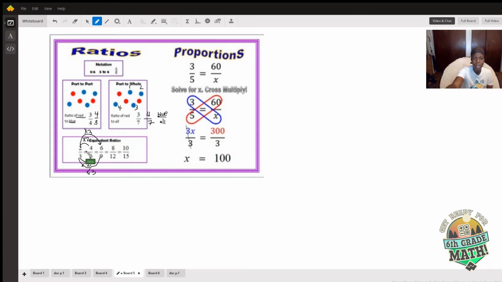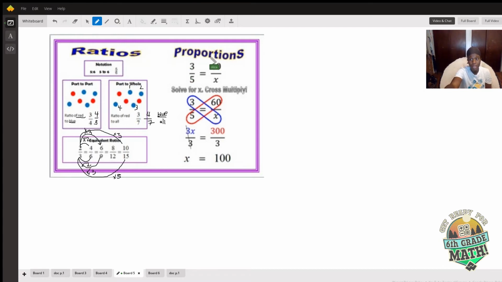Let's jump to the last one. How do we get from 2 to 10? What 2 times what gets us to 10? 2 times 5 gets us to 10. 3 times 5 gets us to 15. So remember, similar to equivalent fractions, equivalent ratios is what you do to the top, you do to the bottom. What you do to the bottom, you do to the top. They have to be going at the same rate.